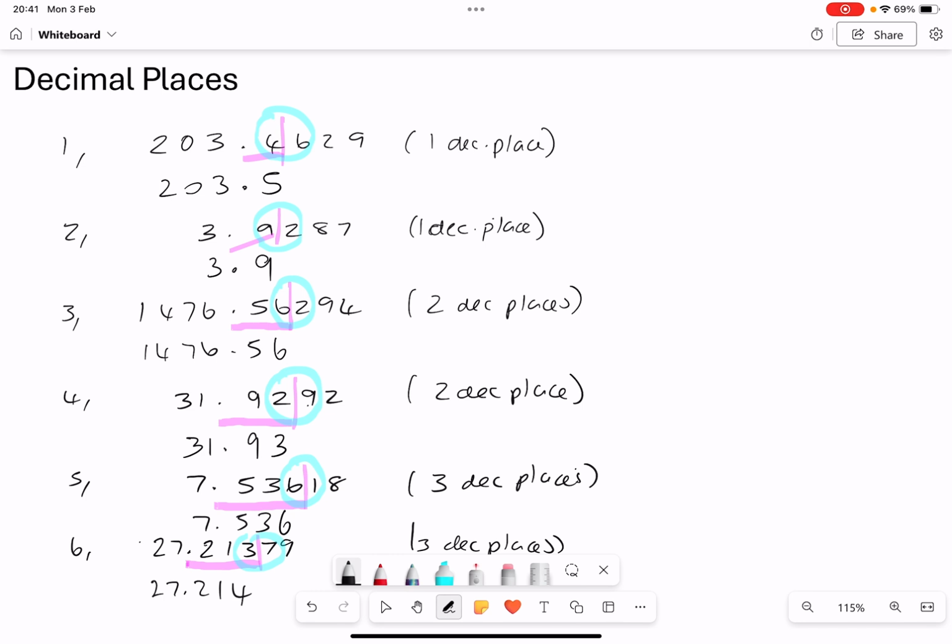So remember, it's always about the 2 numbers either side of your cut off. If that second number is 5 or higher, it will round your final number up. If it's lower than a 5, that number stays as it is.